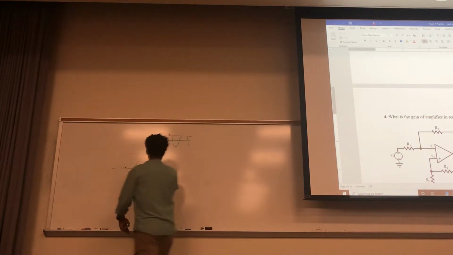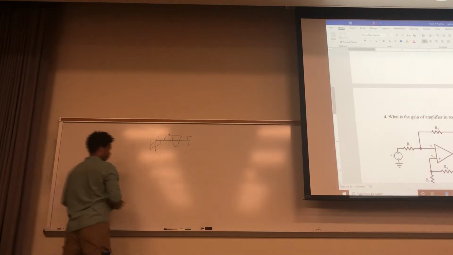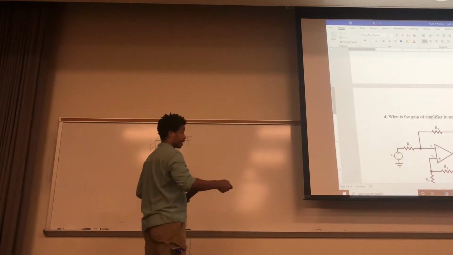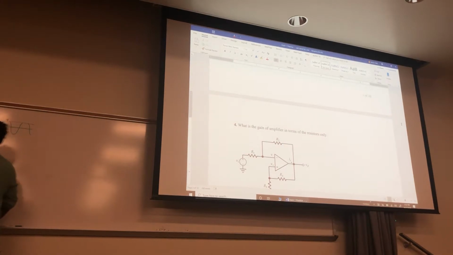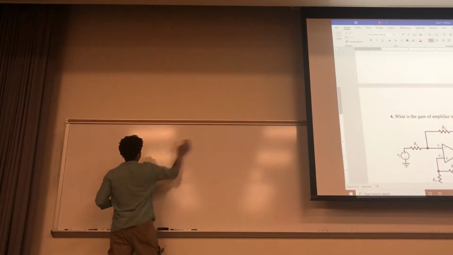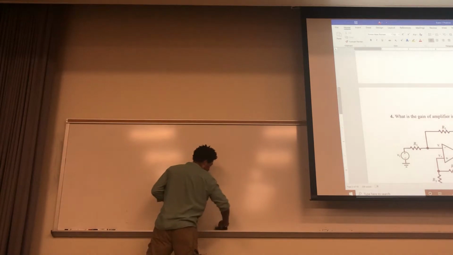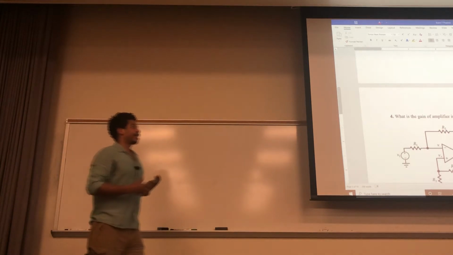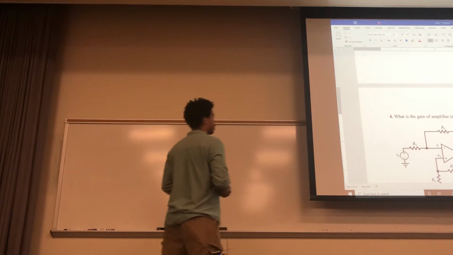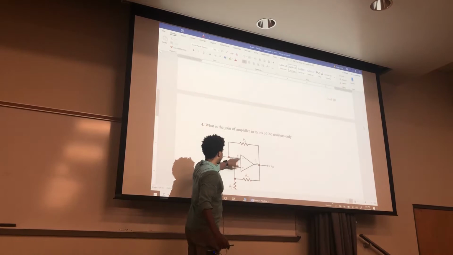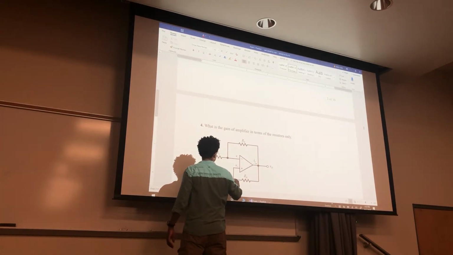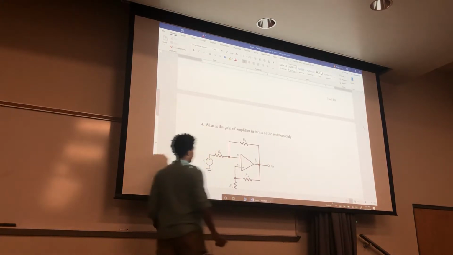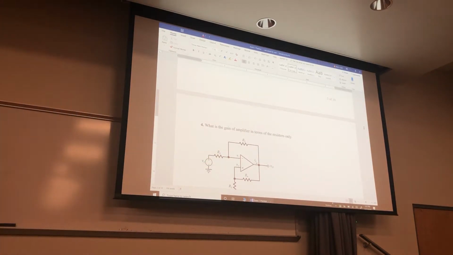And if it's ideal, we know that V plus equals V minus. And there's no current going into the op amp, or basically it's so small and negligible that it really doesn't matter. Okay, so what we'll do is do KCL here, and then we'll do KCL here, and then we can set them equal to each other and find out the ratio.